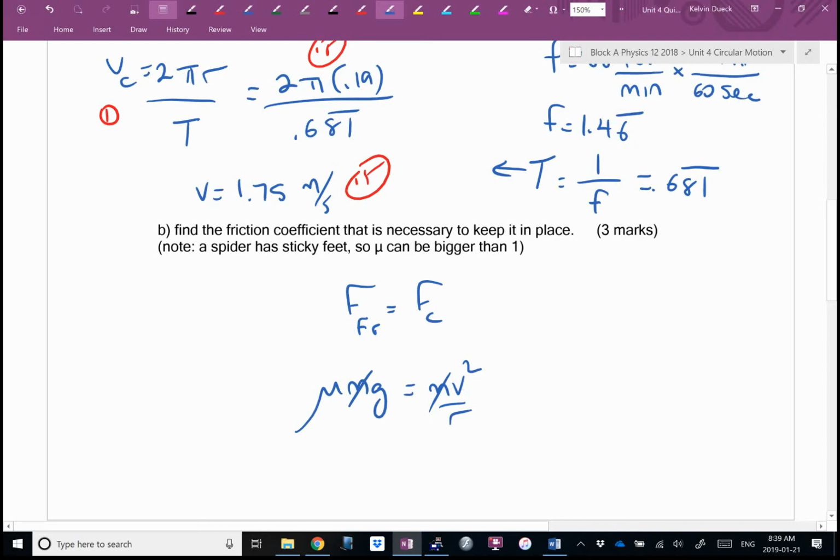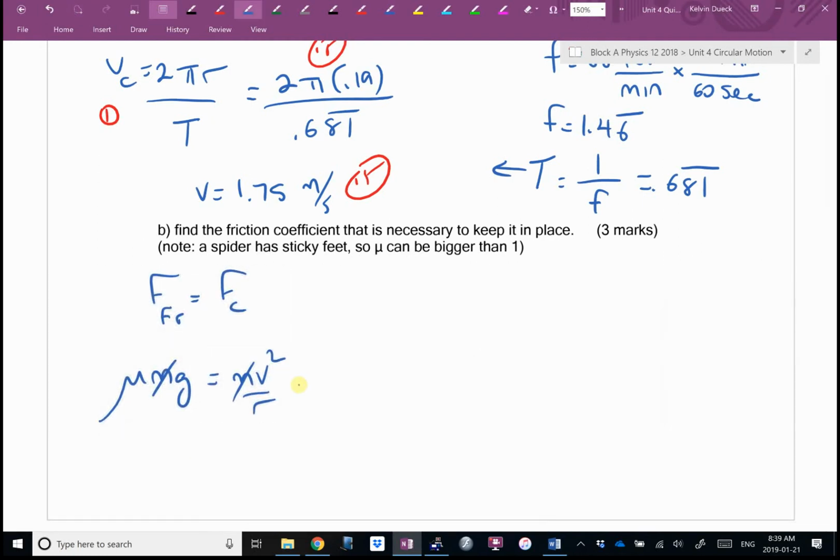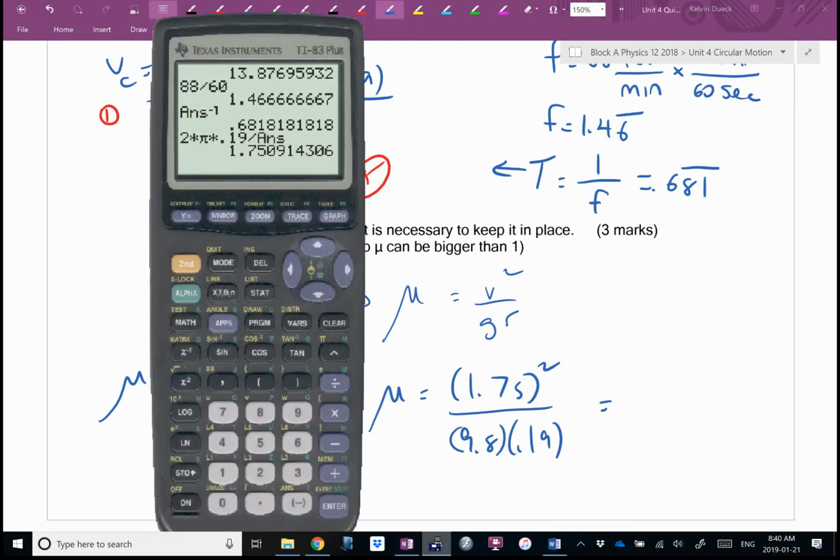Okay, first of all, I need more room. There we go. I think I can safely say that mu equals, is it v squared over g? I think. Okay. Mu is going to be 1.75 squared, and I'm going to use my answer button there, divided by 9.8 times 0.19. It's going to be this number squared divided by 9.8 times 0.19.